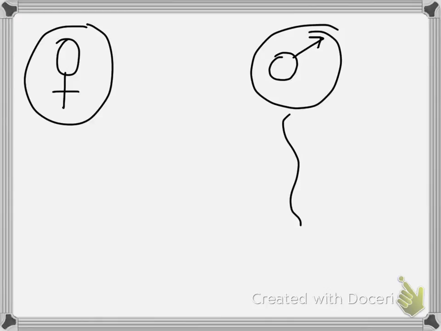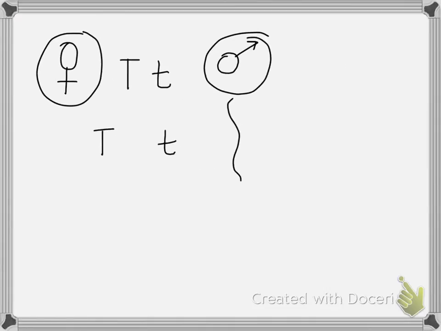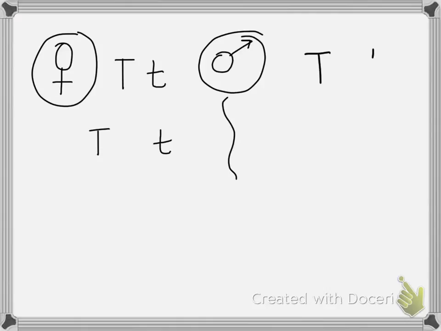If the mother's genotype is big T, little t, for every egg that is formed, what are the possibilities for that egg? Well, the egg could either be a big T egg or it could be a little t egg. That's pretty easy. If the father is also big T, little t, so I'll make that an egg.